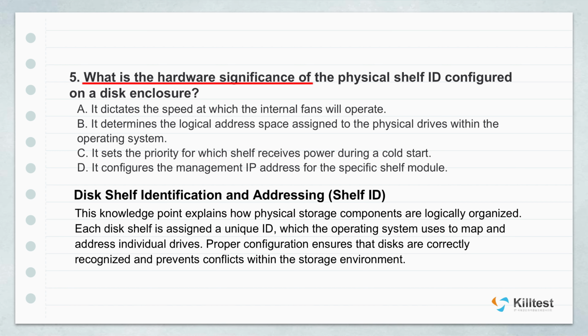Good question. Options A and B are A, it dictates the speed at which the internal fans will operate, or B, it determines the logical address space assigned to the physical drives within the operating system. And option C and D. C, it sets the priority for which shelf receives power during a cold start. Or D, it configures the management IP address for the specific shelf module. If we connect this to the bigger picture of storage architecture, the answer is B. The shelf ID determines the logical address space assigned to those physical drives within the OS. I want to clarify this for the listener.